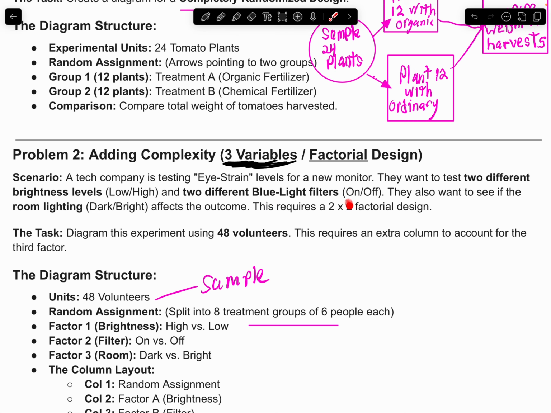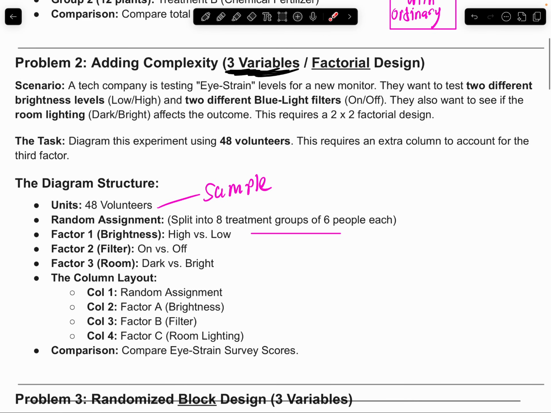This is called a 2x2 factorial design. There are 3 variables, so you really have 2 times 2 times 2 as far as I'm concerned, but say 48 volunteers. That's our experiment. These people are going to be our sample. We're going to split it into 8 groups of 6 people. We need a lot of groups because those groups of 6 are going to be checking different things. So I'll show you the picture in a second.